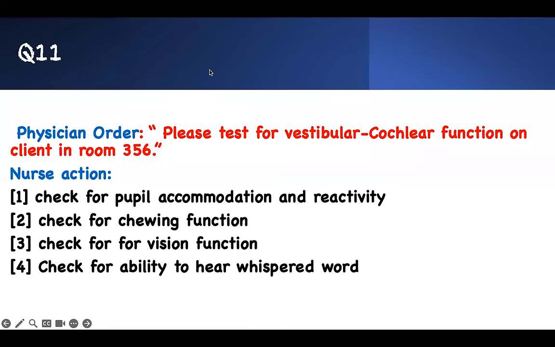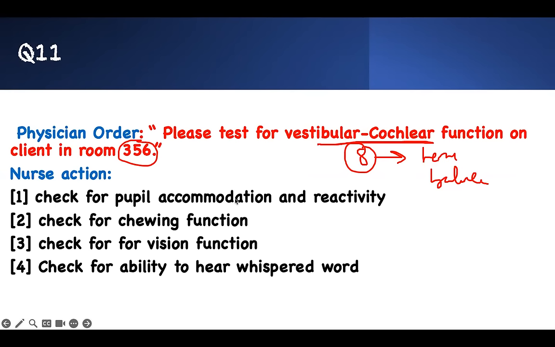Different style of question. I'm just trying to be funny. Physician order: please test for vestibulocochlear function on a client in room 356. What will be your next action? Before you look at the answer choices, you've got to use test-taking skills. What is this? I know this is cranial nerve 8. And I ask myself, what does cranial nerve 8 do? It's hearing and balance. Then I go through every answer choice, and I'm not going to be trapped, looking for hearing and balance.